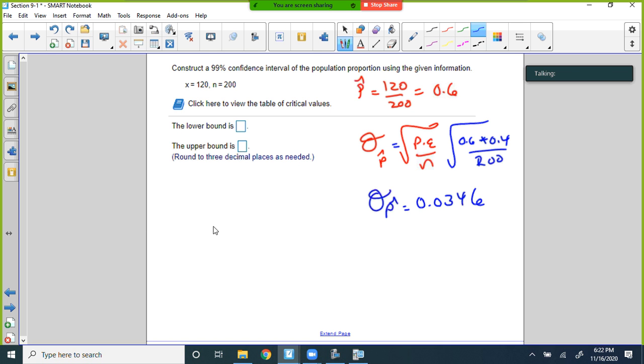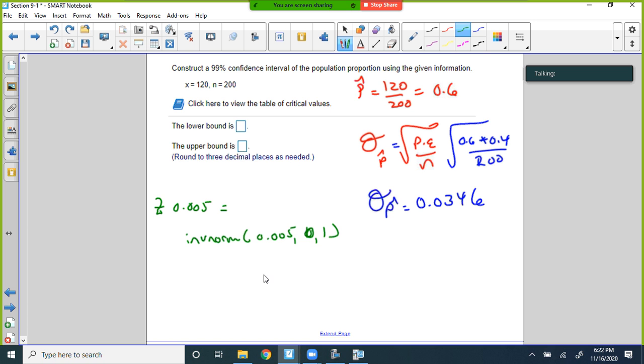All right. So now, you can do this, right? It's P hat minus, well, we've got to do the Z. What's the Z real quick? The Z of a 99 would be what? We're looking for a Z of 0.005, right? That'd be inverse norm of 0.005 with a 0 and a 1. What does that give me?